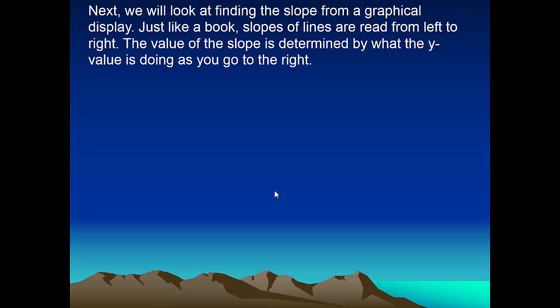Now, we will look at finding the slope from a graphical display. Just like a book, slopes of lines are read from left to right. The value of the slope is determined by what the y value is doing as you go to the right. So we will start at the left. We'll look at these lines. We're going to look from the left and go to the right and look at what y is doing.